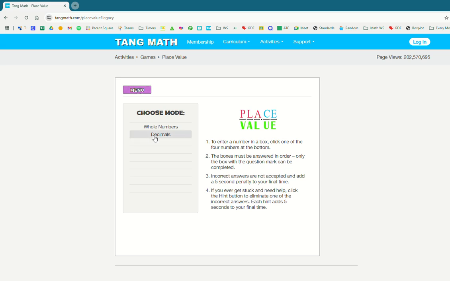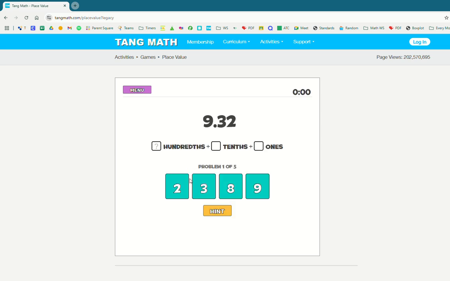For decimals, it's played similarly. I'll click 3 place, level 2. Same thing here. I'm not going to automatically click the 9. That 9 is in the ones place. We say 9 and 32 hundredths. The hundredths place is what they want me to identify first.